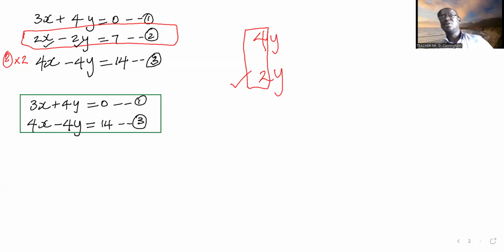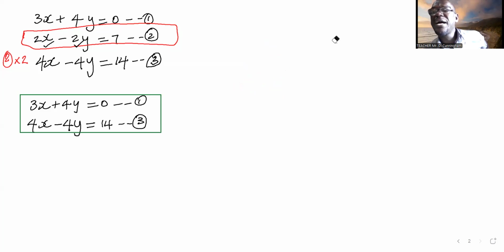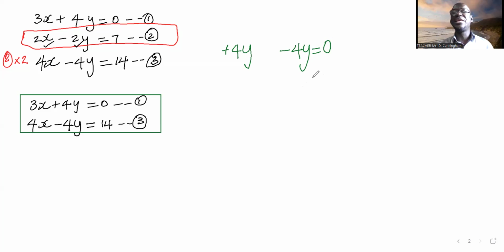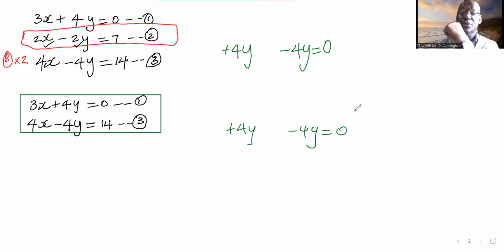Now, people, here's the only hard part in simultaneous equations. To me, this is the only hard part in this whole thing. So you have +4y and you have -4y, but you want to cancel them out. You want 0. Everybody paying attention? I'm going to write it twice. So I have my +4y and my -4y. I want to cancel them out. I want 0.